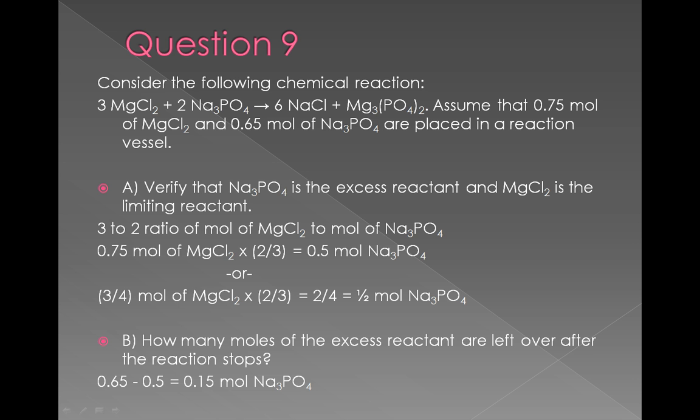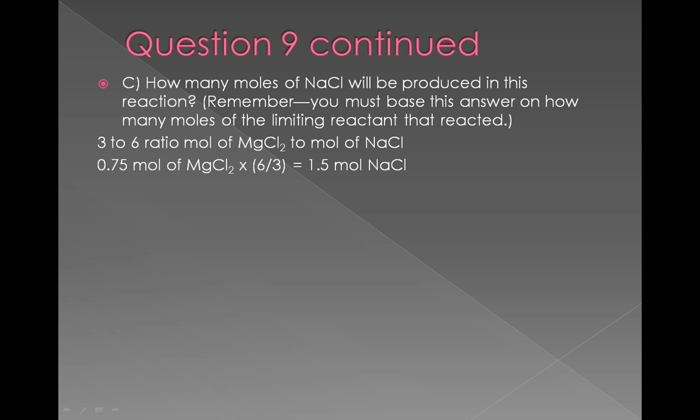For part B, now you're going to find out how many moles of excess reactant are left over after the reaction stops. Since you know you initially have 0.65 moles, and you found the moles used of the Na3PO4, what you're going to do is just subtract them, and that gives you 0.15 moles of Na3PO4.